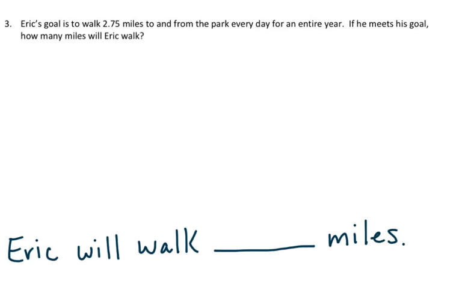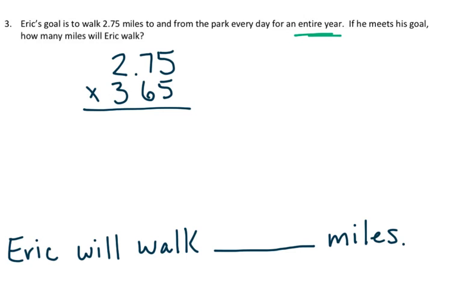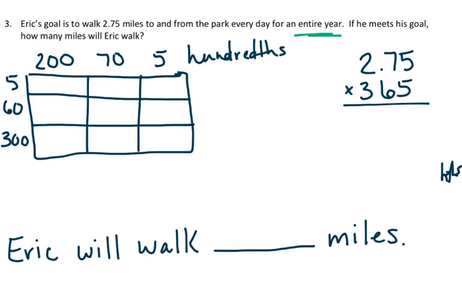One thing that the students need to realize here is that he's walking to and from the park every day for an entire year. So how many days is in a year? So they have 2.75 miles, and they're going to be multiplying that by 365 days, because it says he walks every day for an entire year. So that's information that they already need to know. So I have 2 and 75 hundredths, and I'm going to multiply that by 365, and I'm going to set up my area model. So here's my area model, and we're going to transition that to the standard algorithm.